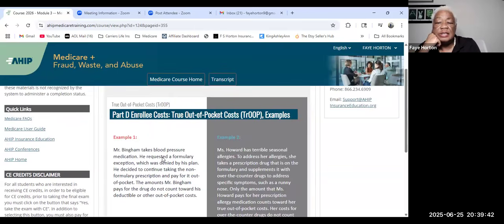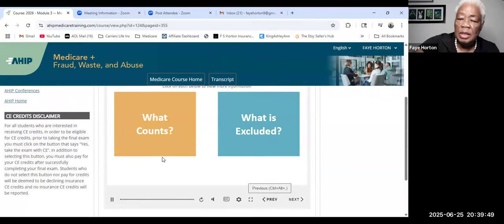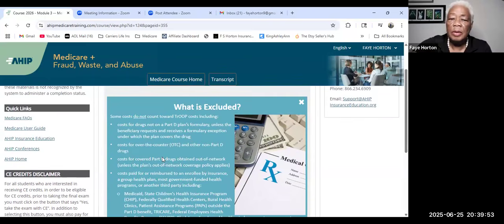Example 1, this is an example of true cost. Let me go back because I think we need to look at what is excluded. Okay. These are the things that are excluded from the TROOP.